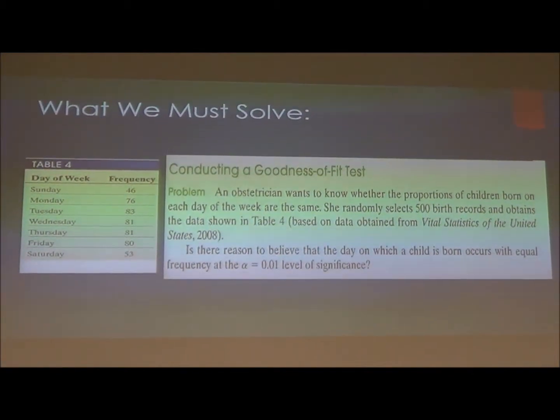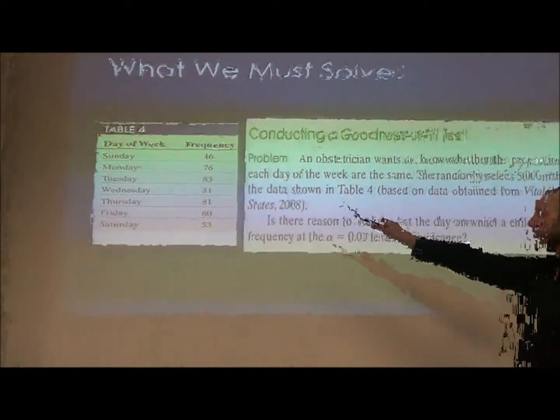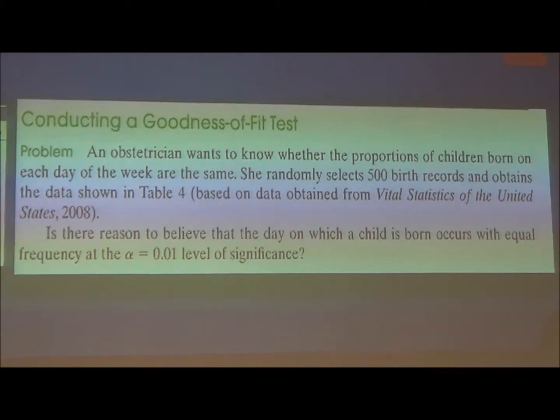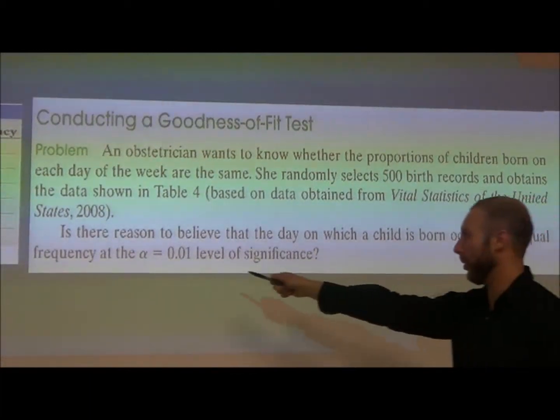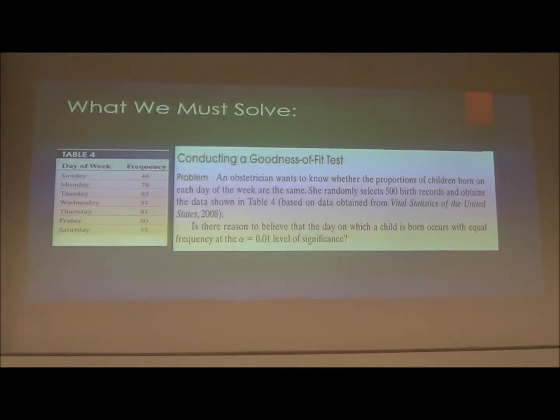On the left we can see our graph for Sunday, Monday, Tuesday, Wednesday, Thursday, Friday, Saturday, and what this is stating is it wants to see if each child is born with the same frequency at the 0.01 level of significance based on the graph or the table.